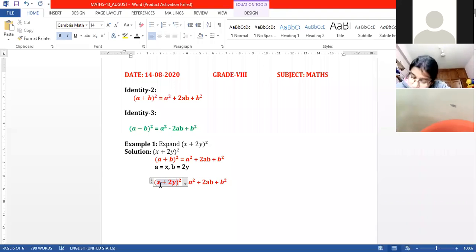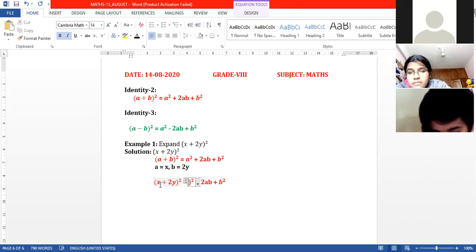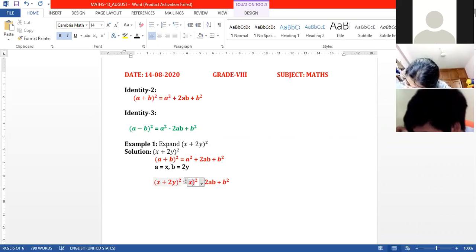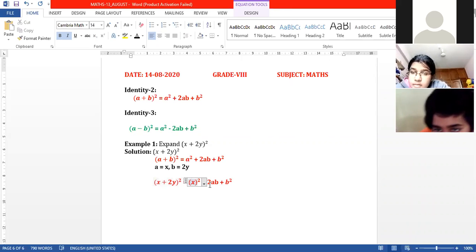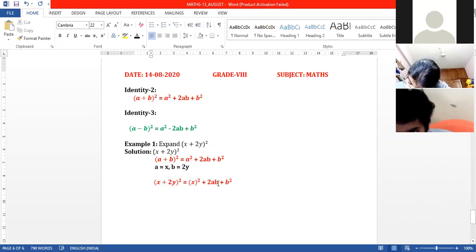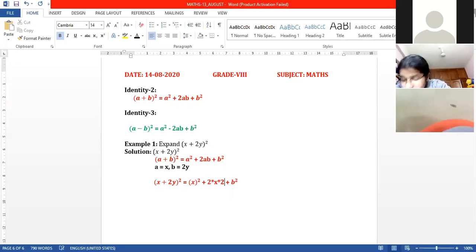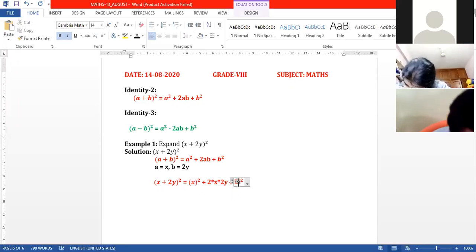X plus 2y whole square is equal to, yesterday I have checked some students, they have solved wrong. When you are writing square, students, always you write in the bracket x whole square plus 2ab. The value of a is x and the value of b is 2y, and plus b square, b means second term, 2y whole square. Don't write 2y square, 2y write in the bracket, then whole square.